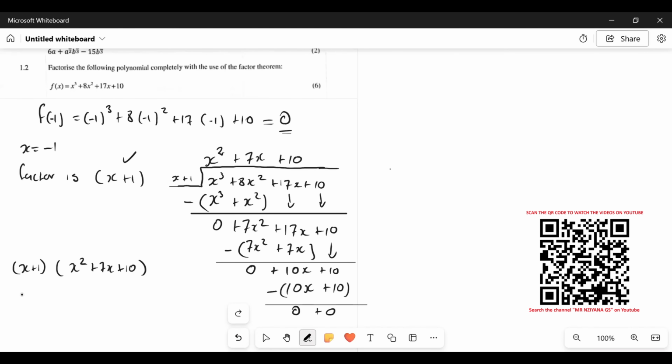Then we have to factorize this one. So x plus 1 is already factorized. We can factorize the second bracket here. The factors of x squared are x and x. The factors of 10, when you add them, they give you 7. It's 5 and 2. So these are the factors of this problem that we had there.